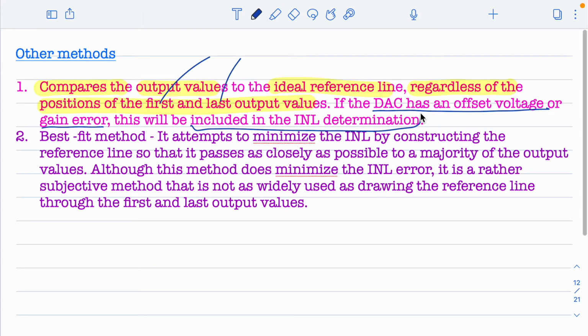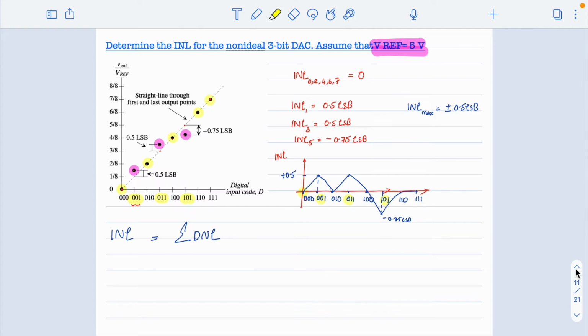What we have discussed now is one method. Another method is called the best fit method, or best fit curve method. In order to minimize the INL values we are measuring, when you have the output values of a DAC, we try to construct the reference line not just by connecting the first and the last output values. In this method, the reference line is drawn so that it passes as closely as possible to the majority of the output values. So if you have values like this, we draw a line not just connecting the first and last outputs, rather so that for every output value, this line will be as close as possible.